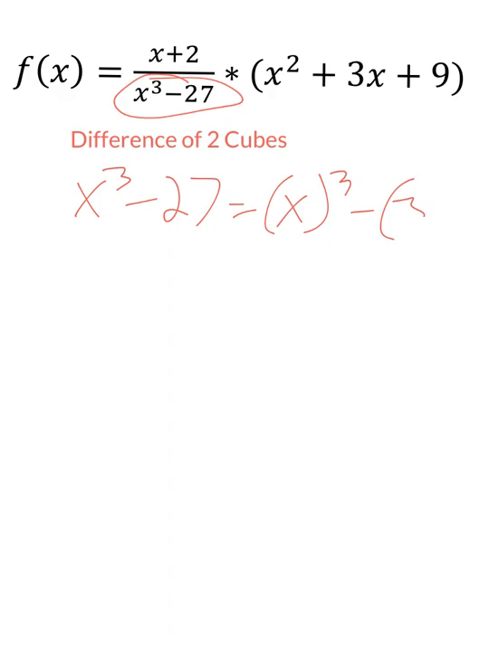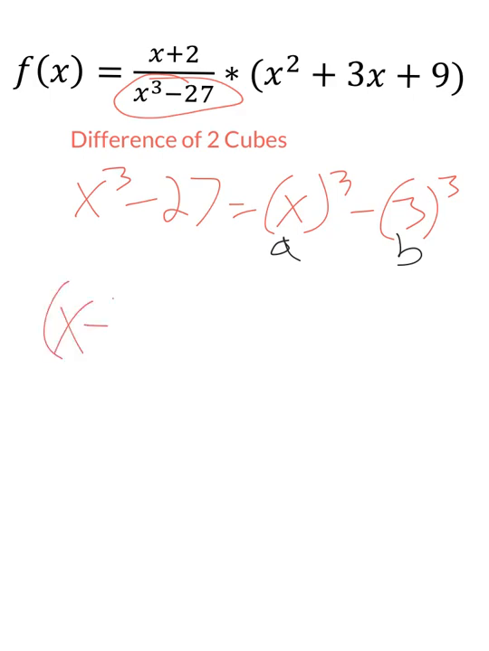So the cube root of 27 is 3. So I'm going to say x to the third minus 3 to the third. And you have your a and your b, and you'll plug it into that difference of cubes formula. Like I said, it's in the 5.4 notes if you want to go back and watch that video. But lucky for you, I have the formula memorized. So really, it's just going to say a minus b.